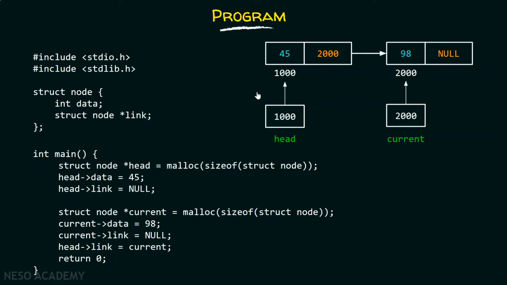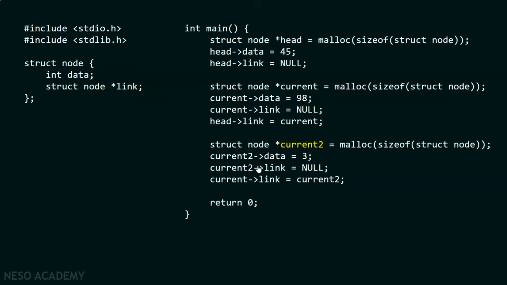Now, here I would like to discuss two different methods for adding the third node to this list. And here is method number 1. In method 1, we will simply create another pointer which will point to the third node of the list. And here is how you're doing this. You're calling the malloc function, of course, for allocating memory to the node. And you're storing the address of the node within this current2 pointer, this pointer you have created.